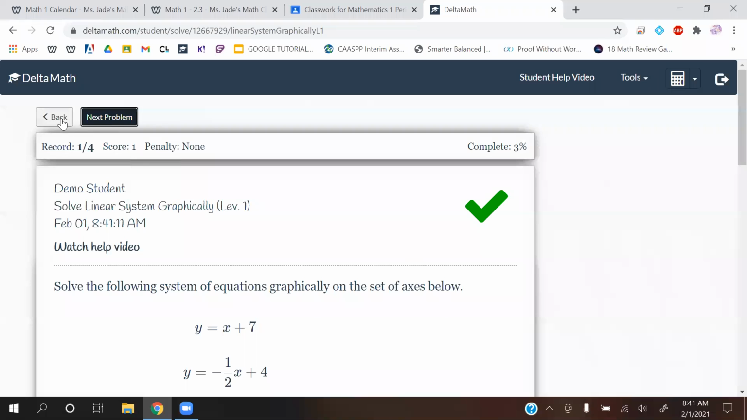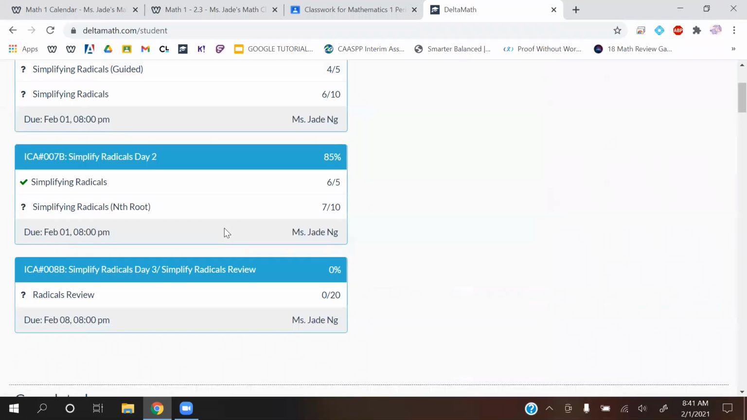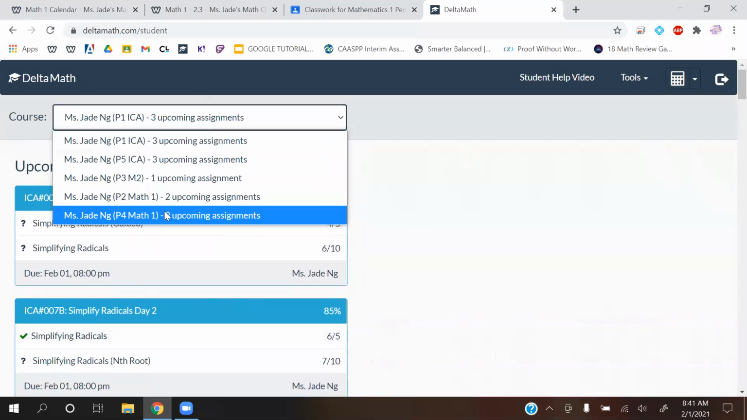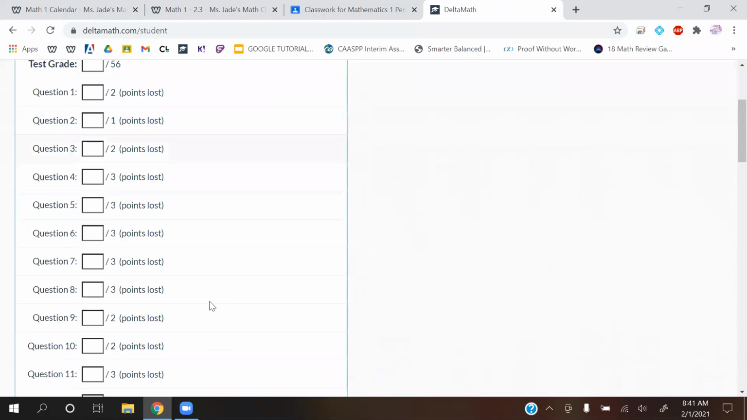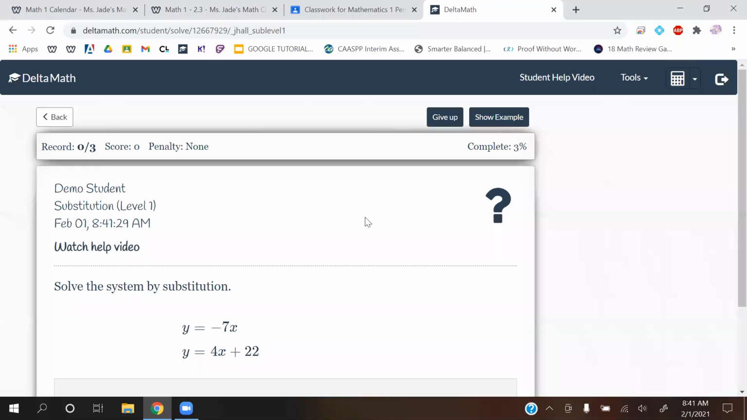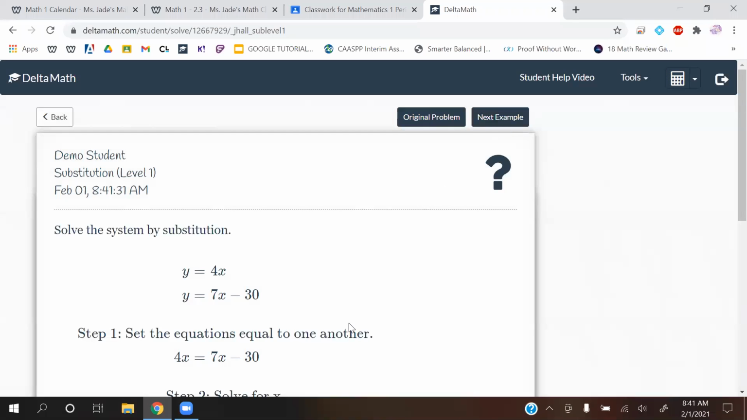Okay, let's do another problem. I'm gonna go as fast as I can. Why did it reload into this page? Okay, so we just did solve linear system graphically. Let's do substitution level 1. And I'm going to just show you the example and kind of read through it with you.